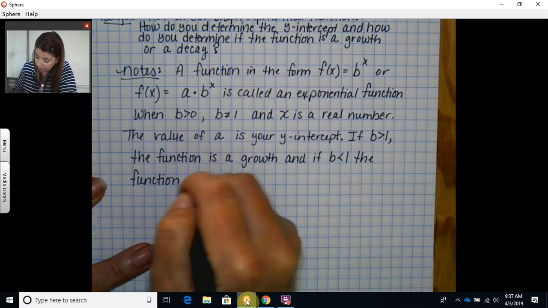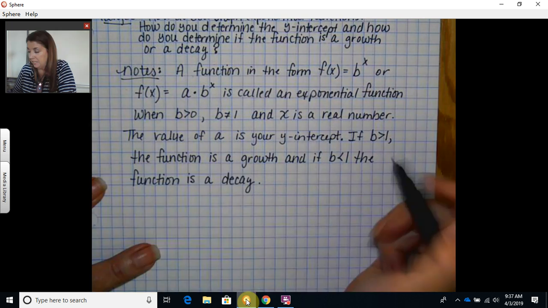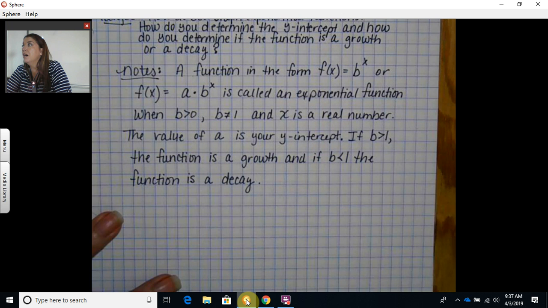So a lot of kids say, well, what if b is equal to 1? Well, by definition of an exponential function, b can't equal 1. It's got to be greater than 1 or less than 1, but also greater than 0. So b has to be between 0 and 1 to be a decay. And anything greater than 1 would be a growth. All right? So these are our exponential function basics.